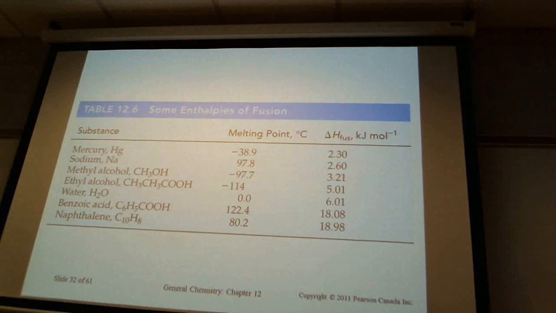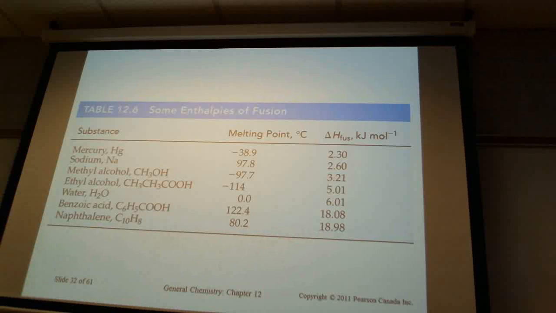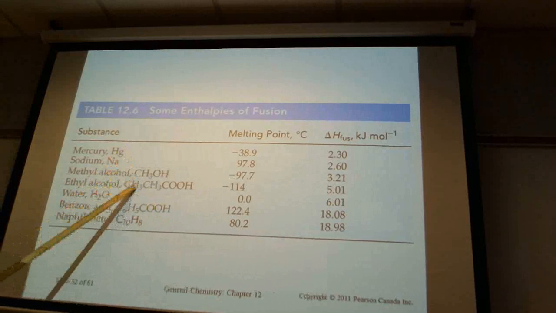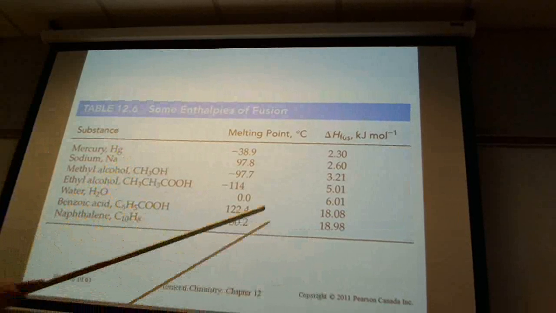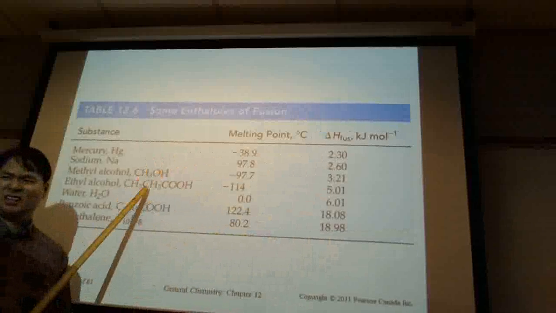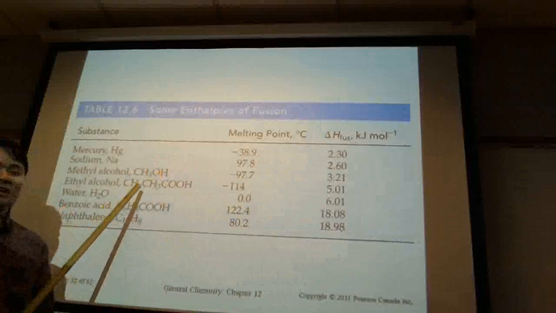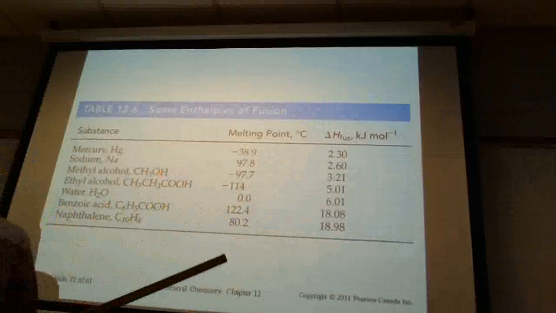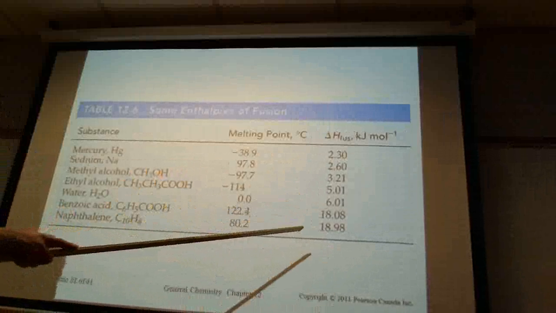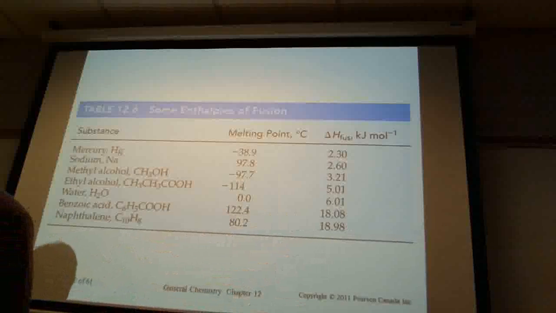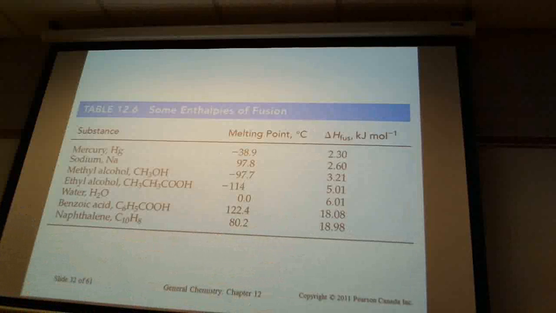Here are some enthalpies of fusion. Enthalpies of fusion, of course, are going to depend on the strength of the intermolecular attraction or the bond. These melting points are all very low because what you're breaking are intermolecular forces, IMFs. Whereas diamond would have a huge melting point. Salt, table salt, has a huge melting point.